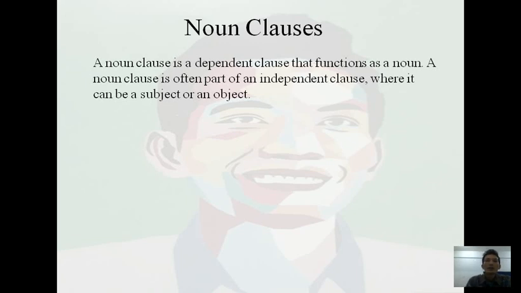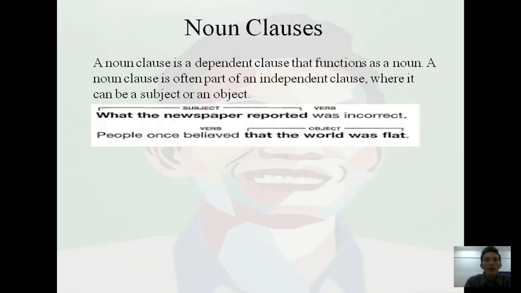A noun clause is often part of an independent clause where it can be a subject or an object. You know that the functions of a noun can be as a subject or an object. And the function of the noun clause here is replacing the subject or object. Please take a look at here. What the newspaper reported, it is the subject, was incorrect. And people once believed, verb, that the world was flat.